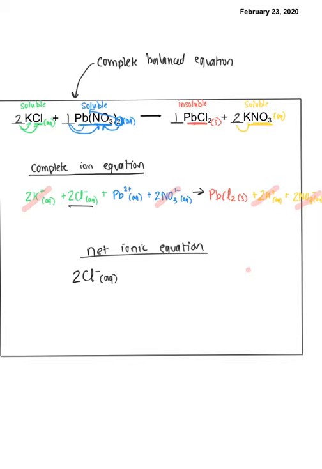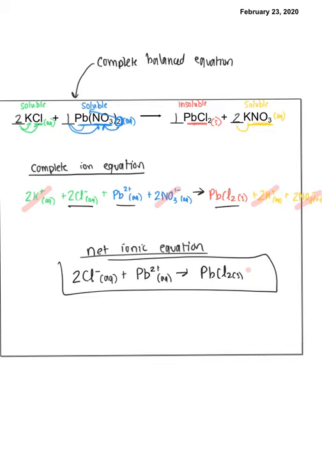So I did not cross off this guy. I did not cross off this guy, and I did not cross off that solid. So there is my full net ionic equation. My spectators were the potassium and the nitrate.